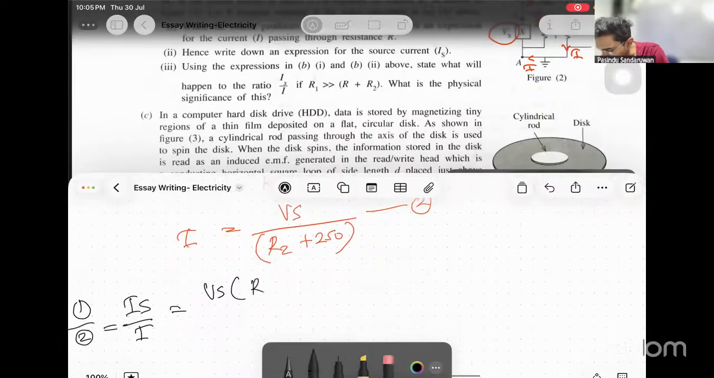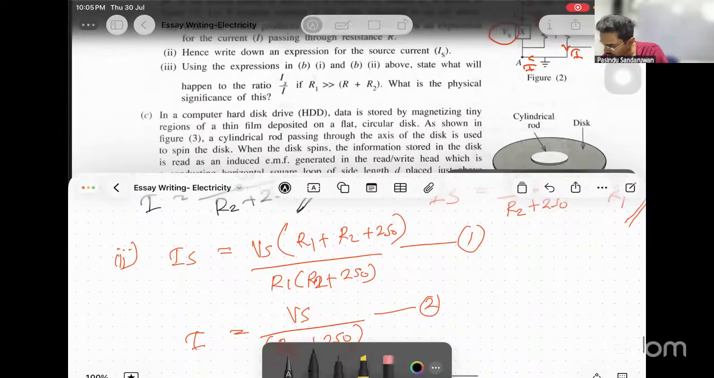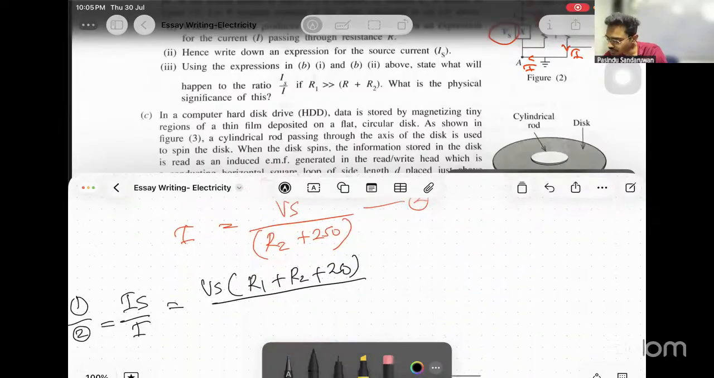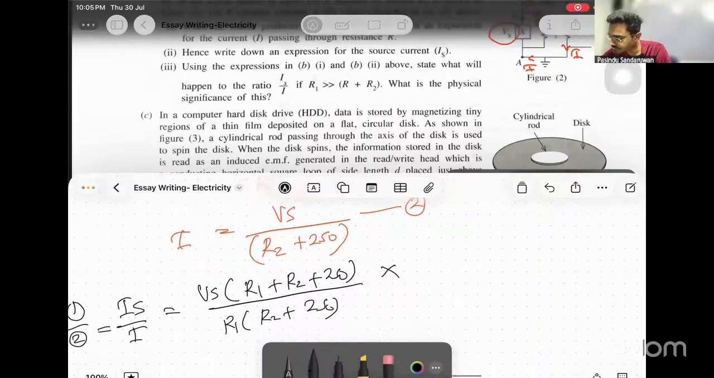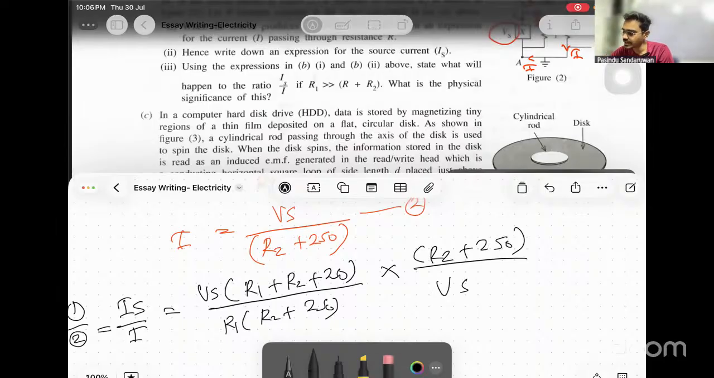R1 plus R2 plus 250 over R1 times R2 plus 250 over I, then it becomes a reciprocal. Then here it becomes R2 plus 250 over Vs, right? Now, see what happens. Vs cancels. R2 plus 250 cancels.